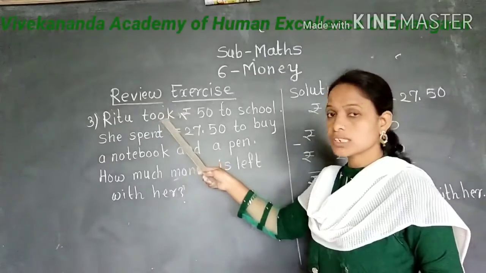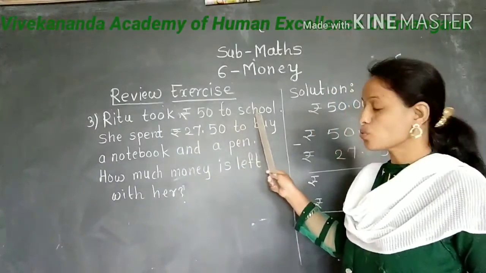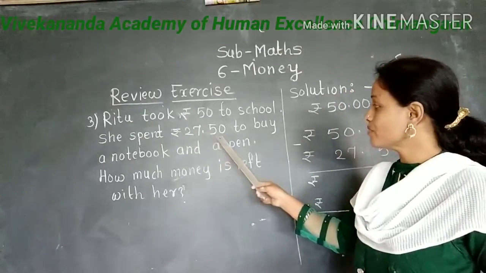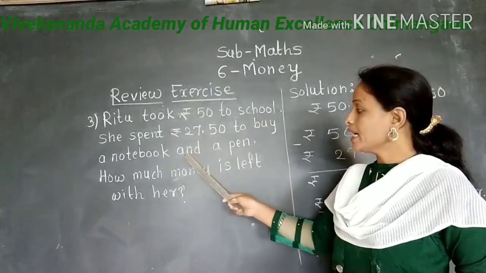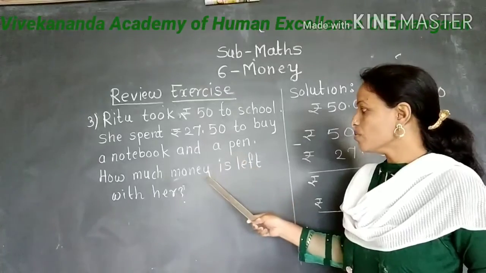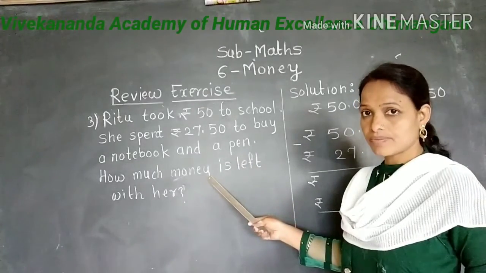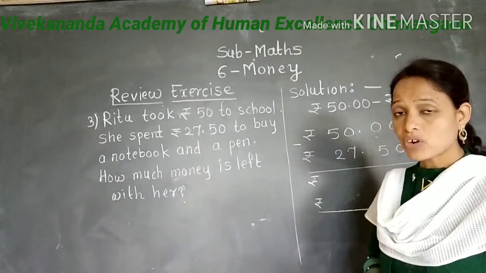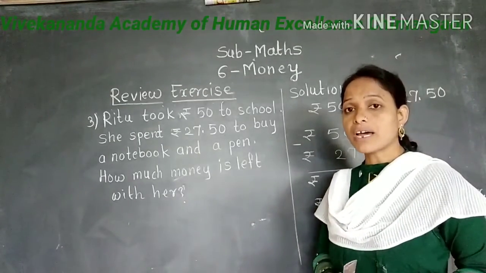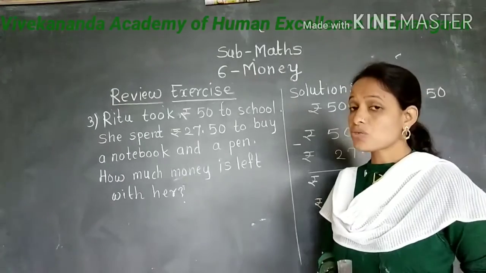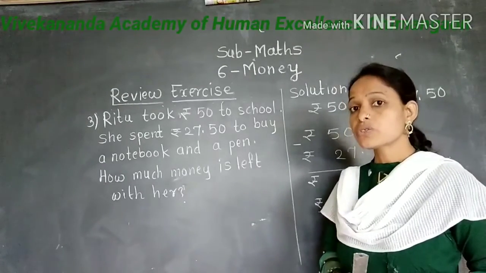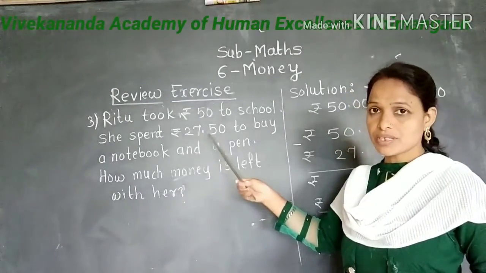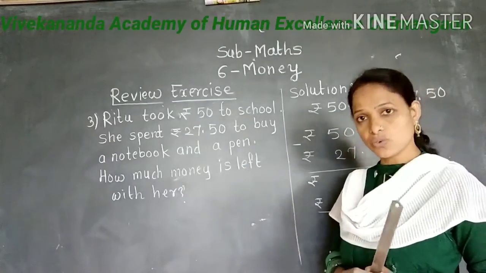Ritu took 50 rupees to school. She spent 27 rupees 50 paise to buy a notebook and a pen. How much money is left with her? Look here. She has 50 rupees. From that she spent money to buy a notebook and pen. So how much money is left with her? For that we have to subtract 27 rupees 50 paise from 50 rupees.